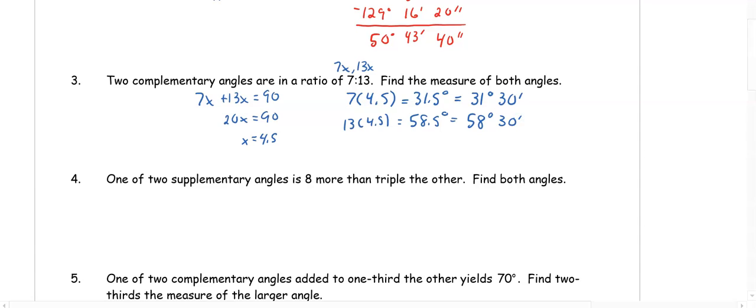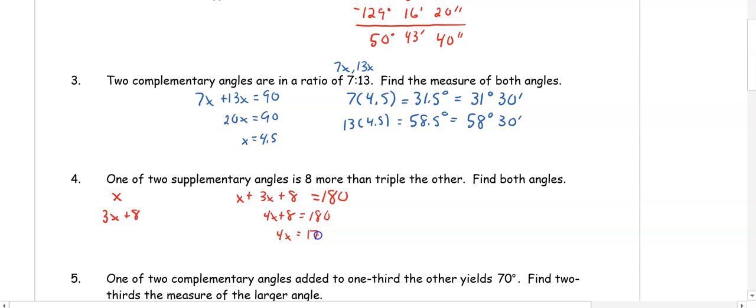In number four, one of two supplementary angles is 8 more than triple the other. Find both angles. So if they are supplementary angles, that means together they are going to equal 180 degrees. Now, we don't know any angle, so one angle is x. If it says one of two supplementary angles is 8 more than triple the other, well, the other is x right now, so triple that would be 3x, and then 8 more would be plus 8. So those two angles together have to equal 180. So we have x plus 3x plus 8, which gets us 4x plus 8 equals 180.